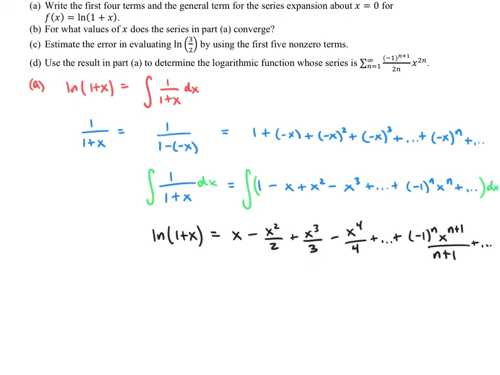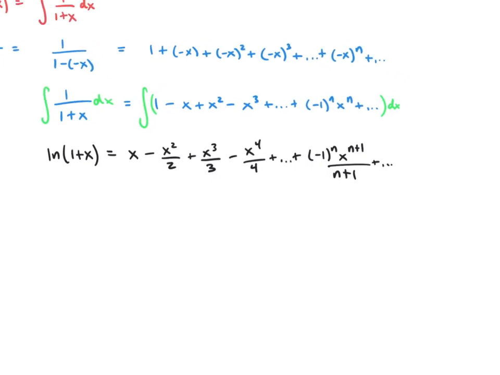For example, just for the sake of discussion, let's say that you wanted the general term to be negative 1 to the n plus 1, or n minus 1, it doesn't matter, and then x to the n over n.